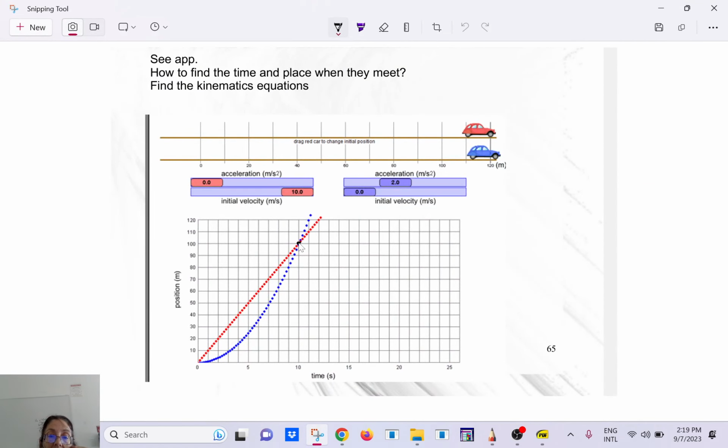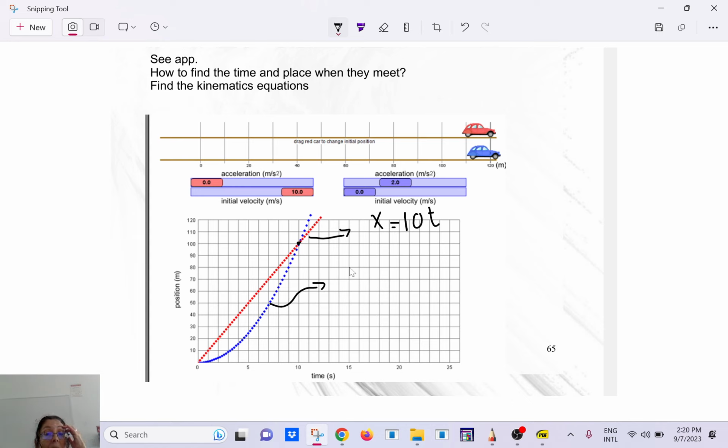So the question is, at what time will they be at the same place and at the same time? Can you give me the equation of this line? It's going to be x equals, so it's a straight line, yes? Is there a y-intercept? No. Is there a slope? So what is the slope? 10.